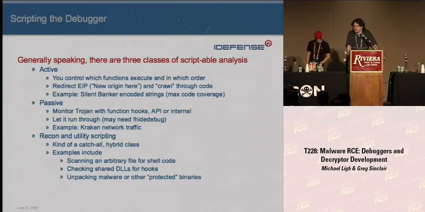And the last one's kind of your catch-all solution when it comes to scripting. We call it recon and utility scripting. It's kind of the kitchen sink solution, where you're taking an arbitrary file, like a JPEG or PDF or whatever, and you want to see if that possibly has shellcode in it, or you want to see if there have been any shared libraries that have been hooked. Another example is you can use it to unpack malware without actually running it.